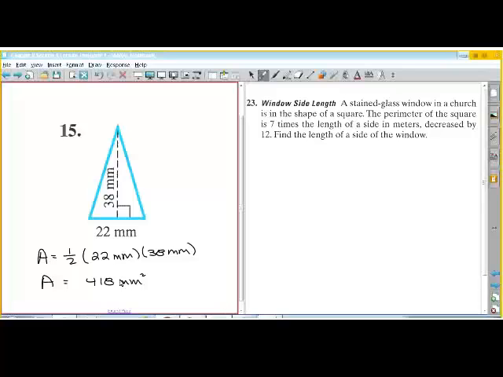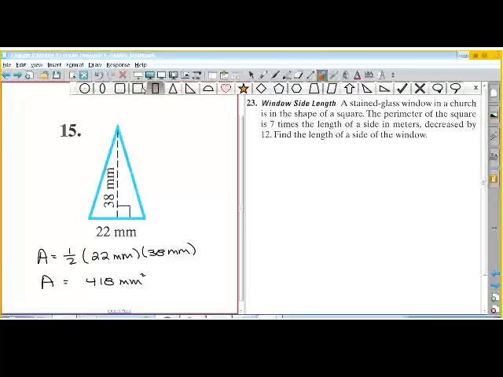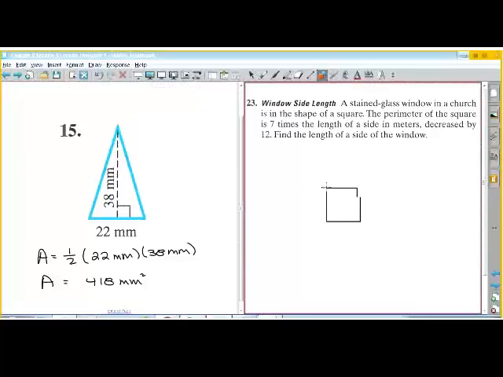And then you have some word problems that you have to do. So these are where you actually are going to try to draw what they're talking about, and then use that information to come up with some kind of algebraic equation that we're going to solve. So it's kind of using geometry to create algebraic equations. So what we have is a stained glass window in a church that is in the shape of a square. So we're going to draw a square. And so the sides of a square are just S.